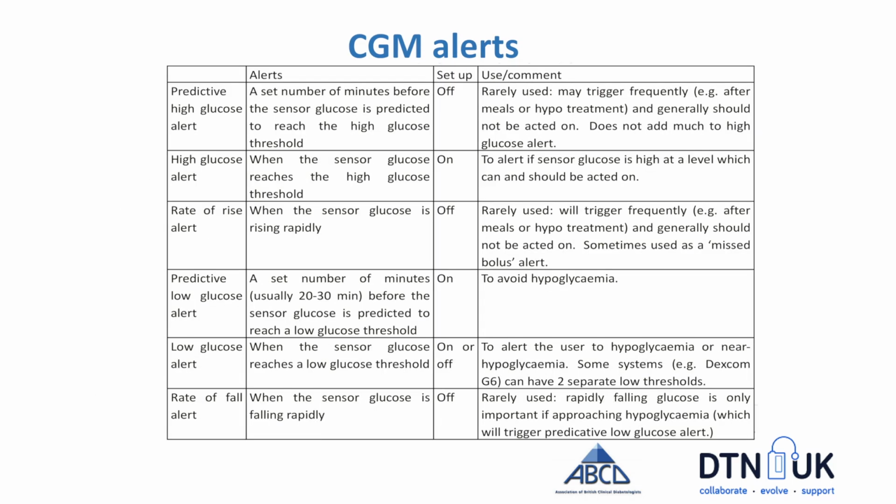So this is a list of all the real-time CGM alerts, but the ones that we use are the most useful ones, which are the high glucose alert, which alerts when the sensor glucose reaches the high glucose threshold, the predictive low glucose alert, which alerts 20 to 30 minutes before the sensor glucose is predicted to reach the low glucose threshold, and the low glucose alert, which alerts when the glucose reaches the low glucose threshold.